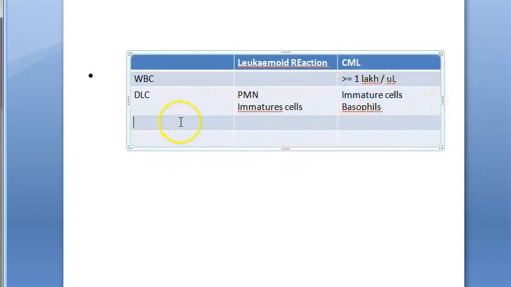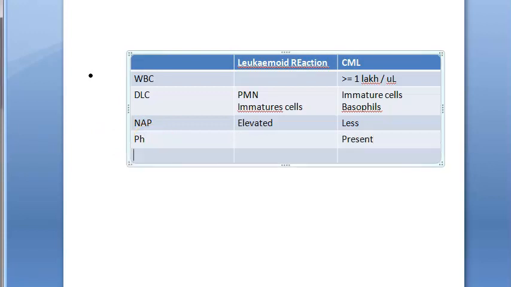Okay. So now what happens to the NAP score? That is neutrophil alkaline phosphatase. Here it will be elevated because more neutrophils obviously. Here in CML, as the immature cells are more, it will be less. The NAP score will be reduced in CML. What about Philadelphia chromosome? It is present in CML. Obviously, if Philadelphia chromosome is present, then the BCR-ABL fusion gene is present in CML.